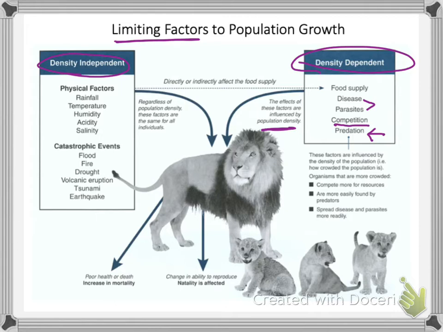Another thing that is density dependent is predation. When you have a dense population, it is much easier for a predator to find and attack those prey. Versus a less dense population, the predator would have to be searching more to find individuals. So all of these factors are going to increase the likelihood of competition, being found by predators, or the spread of disease. And all of those things would either decrease births or increase deaths.